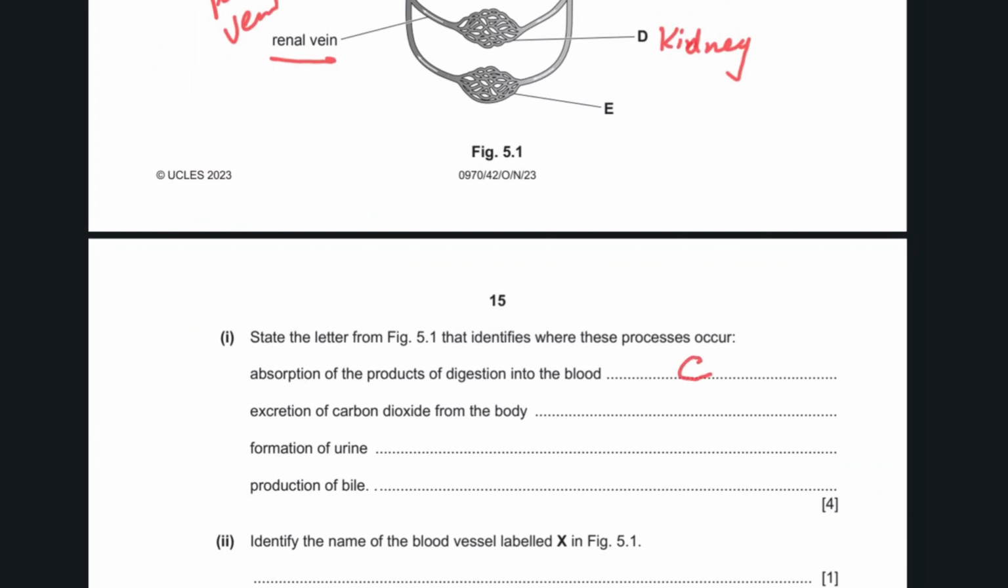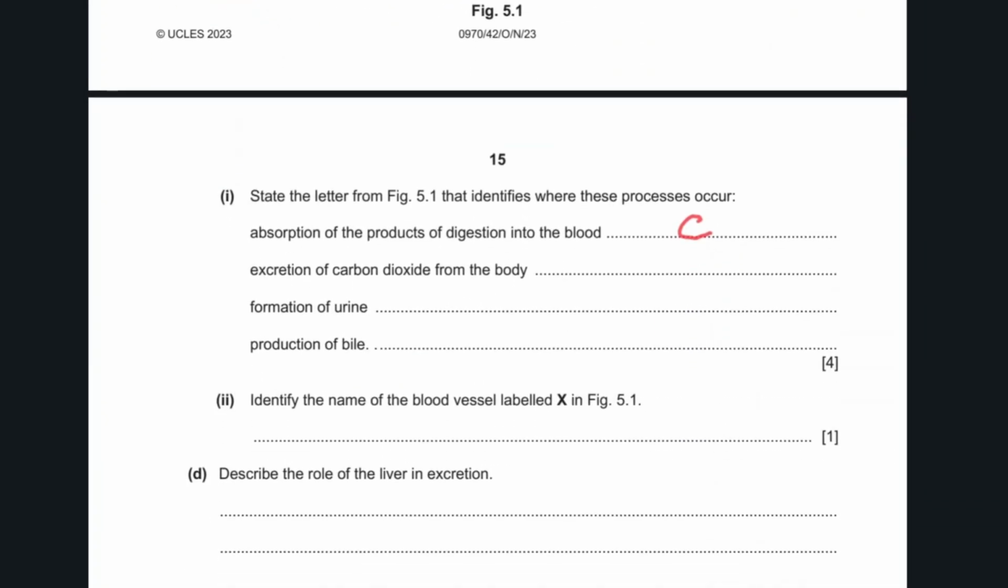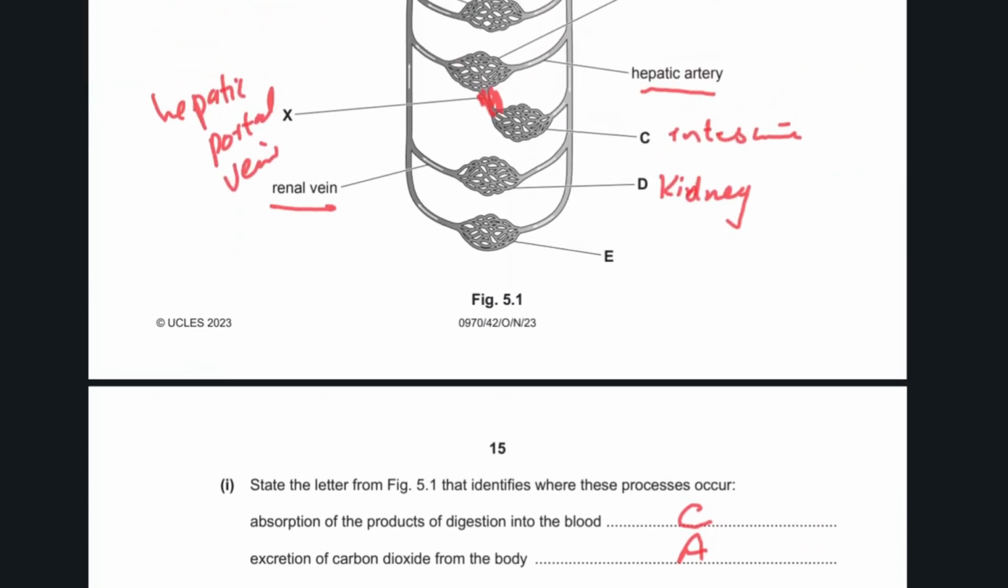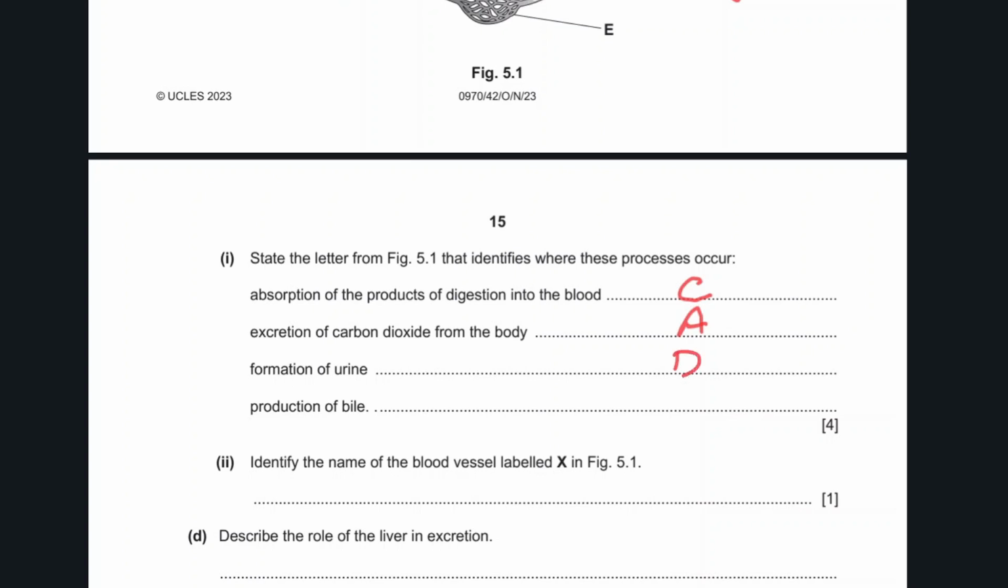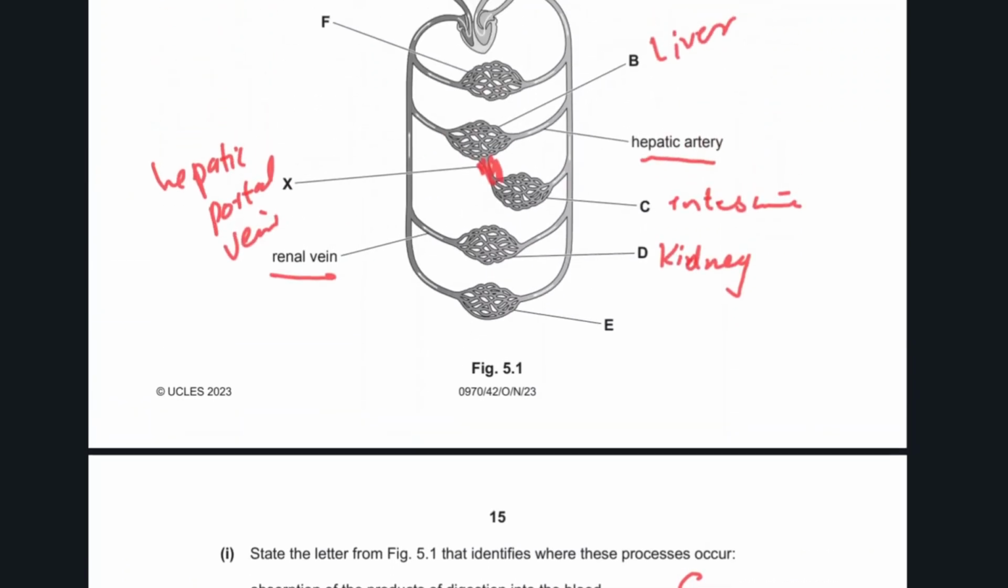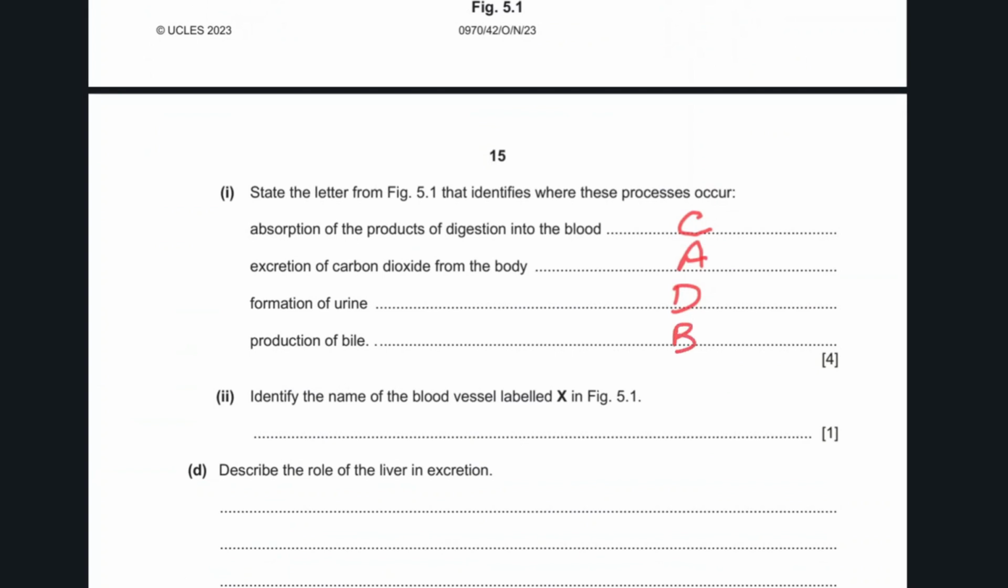Excretion of carbon dioxide from the body. That is A. Lungs. Carbon dioxide is excreted from the lungs. Formation of urine. That is D, because formation of urine occurs in the kidney. And the production of bile, that will be in the liver. The answer is B. Is it clear?